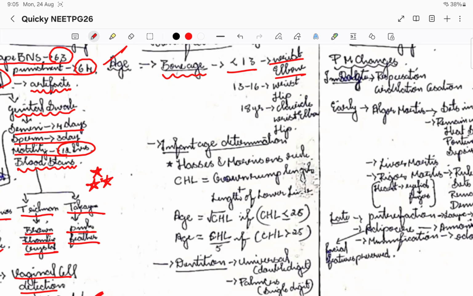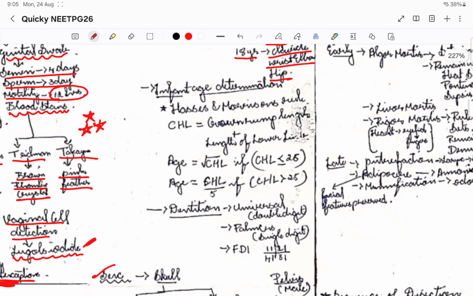If it is a less than 13-year-old, we'll consider wrist and elbow x-ray, whereas 13 to 16-year-old, it is going to be wrist and hip x-ray. Wrist and elbow, wrist and hip. Then coming to 18-year-old, if he's a major, then we'll confirm by clavicle, wrist, elbow, and hip. Okay, so this is how the bone age can be determined.